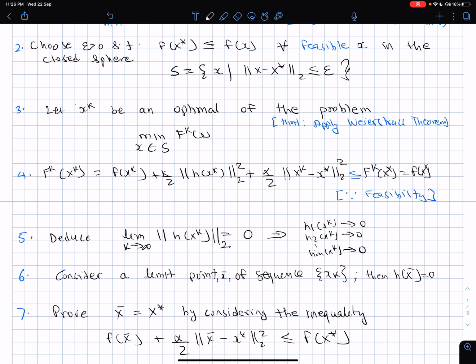Okay, how do we deduce it? Let's do the deduction. First of all, assume to the contrary that this limit does not go to 0. Then this will be greater than some minimum threshold value, maybe 10 to the power minus 6, maybe 10 to the power minus 8 or whatever. Since this is not going to 0 and this is always non-negative, it is greater than some epsilon or delta or alpha, some small number, and therefore always greater than that.